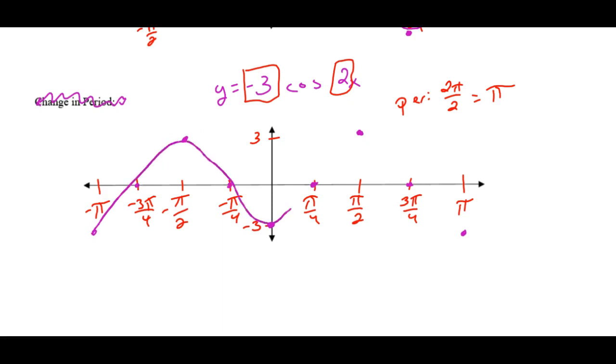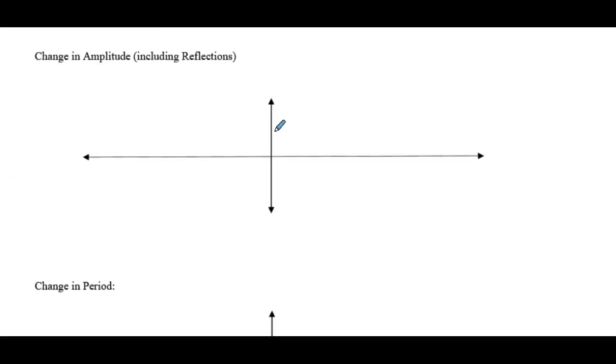And there is our cosine graph with its amplitude change and its period change. Okay, so if we're going to look at the tangent function of y equals tangent of 2x, there's no amplitude change, but there is a period change. And the period of tangent is pi over b, so pi over 2.